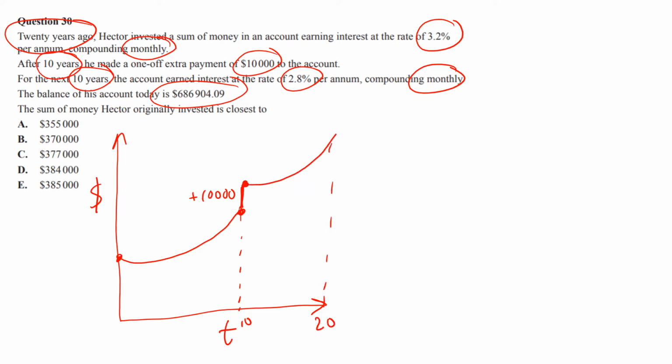That got us to 20 years and got us to this point, and we know that point is 686,904.09. So that's the balance today. If we go backwards to this point, then go down, so it's going to be subtracting 10,000, we can go back this way. Now remembering the interest rate for this point is 2.8% PA, and this one is 3.2% PA. So we're going to start here, get to here, subtract 10,000, then get back to here, and there's our answer.